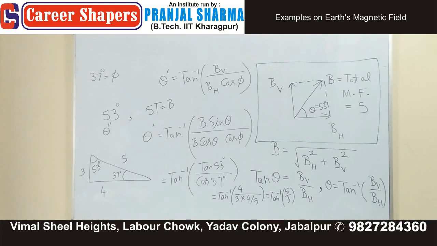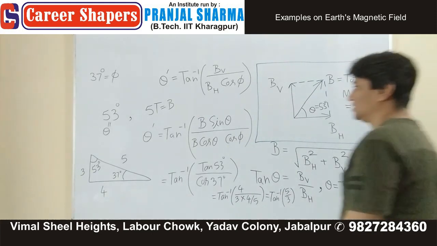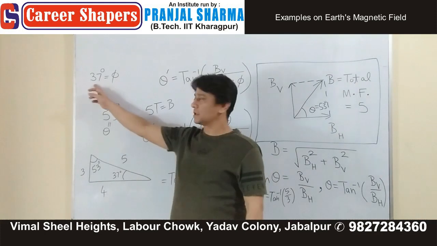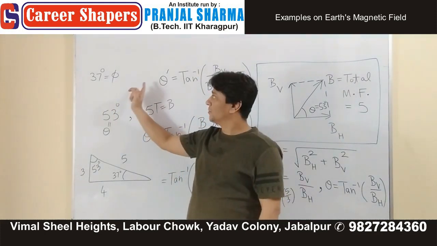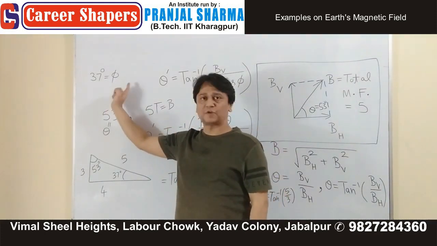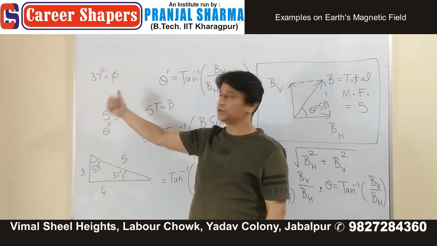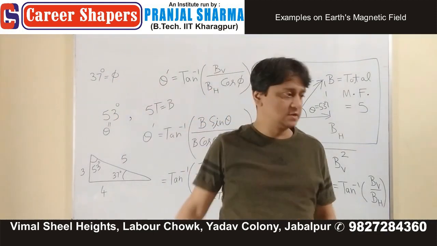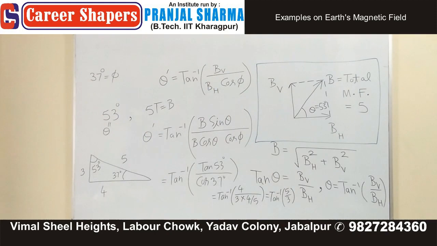Now answer this part. What is magnetic field strength in this new plane? Find out magnetic field strength in the plane which is at an angle of 37 degrees. Answer this. Show me something, at least produce a correct value for this question. Total magnetic field in the new plane.